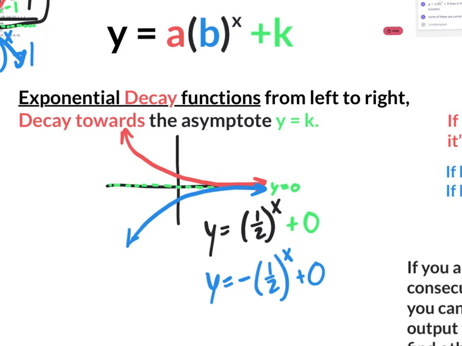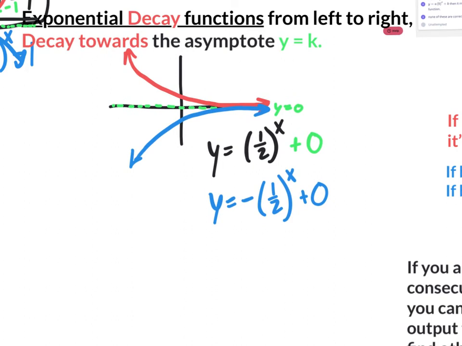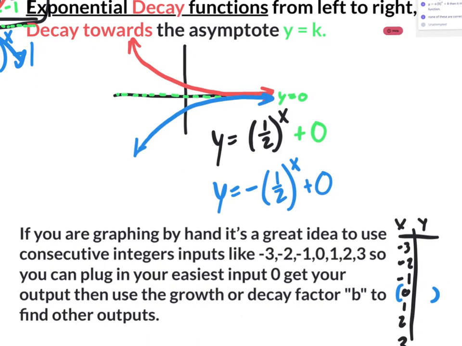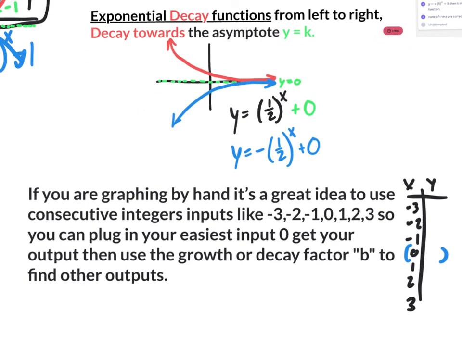So let's move this to the side. I'm still going to use this actually, but I did want to bring up that there are some questions that involve me asking you to use consecutive integer inputs. So check this out. If you're graphing by hand, obviously if you're not using Desmos, it's a great idea to use consecutive integer inputs like -3, -2, -1, 0, 1, 2, 3. And that might have thrown off some people, but that's what this means.